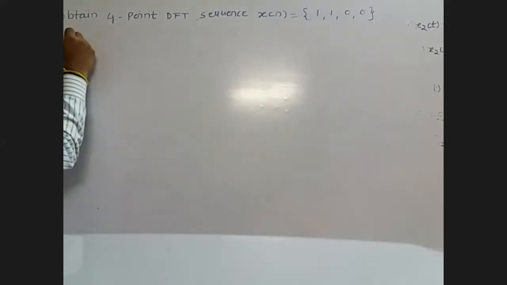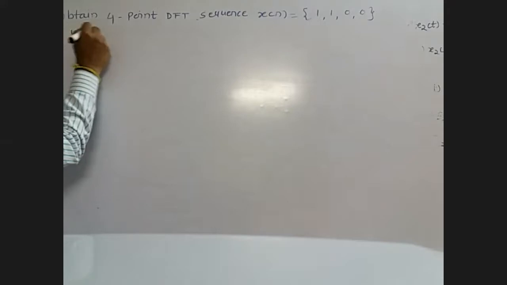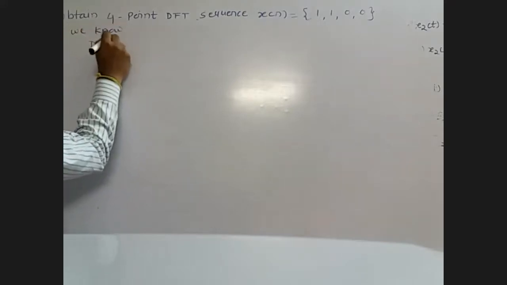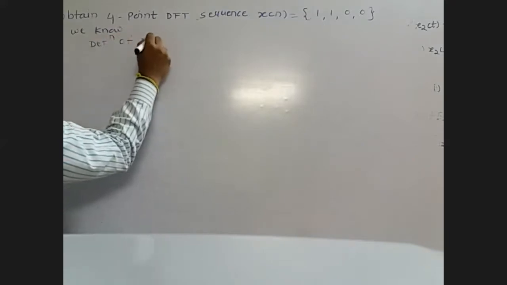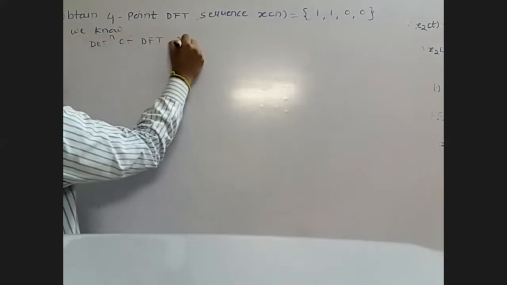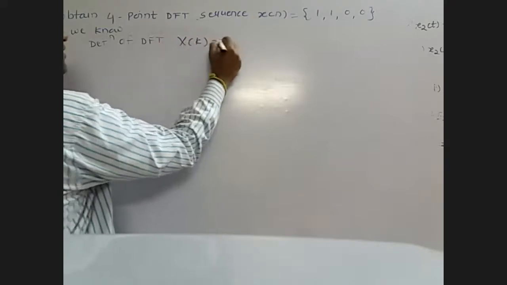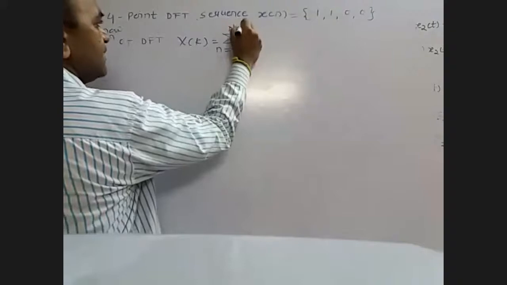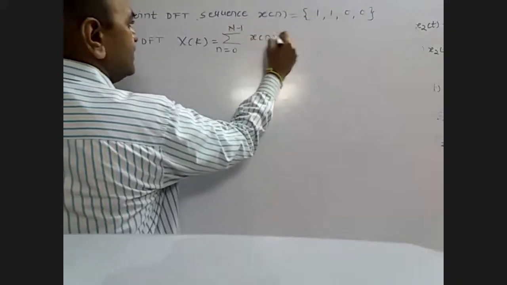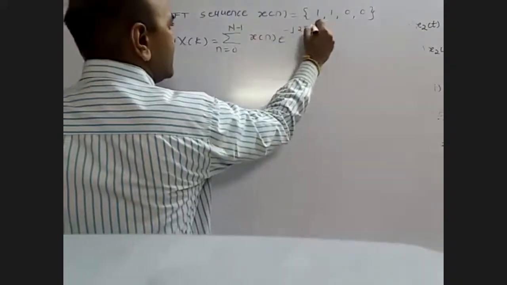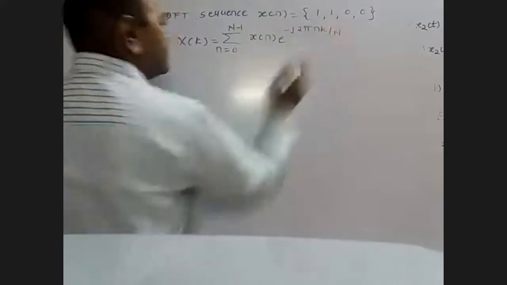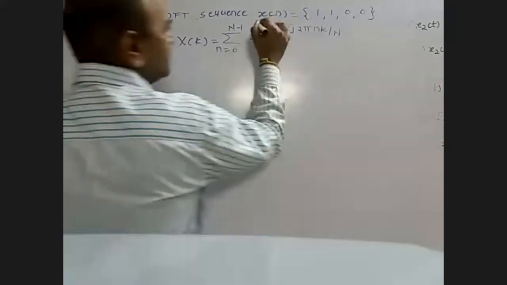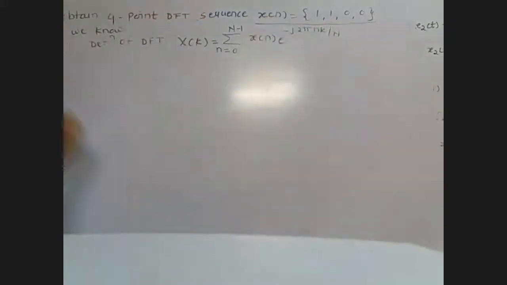We know the definition of DFT. What is the definition of DFT? That is x of k is equal to summation of n is equal to 0 to n minus 1 x of n e raised to minus j 2 pi n k by n. Now here x of n is already given to you, so we have to put this x of n.